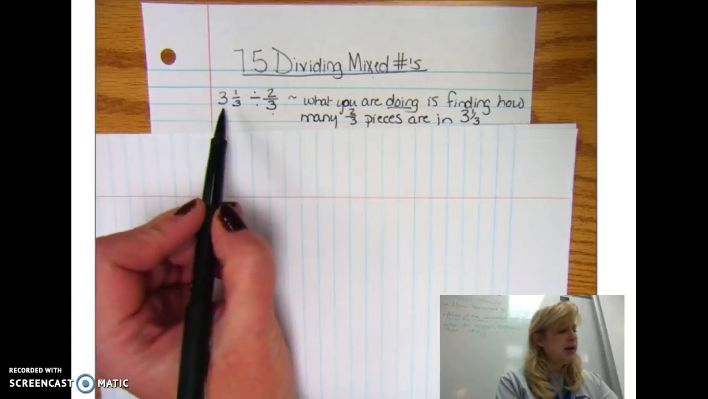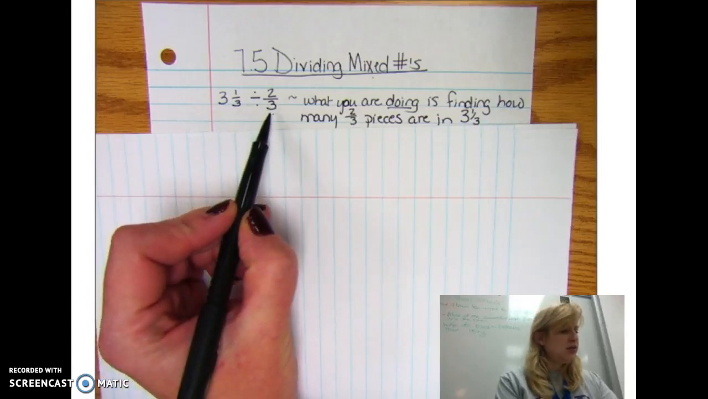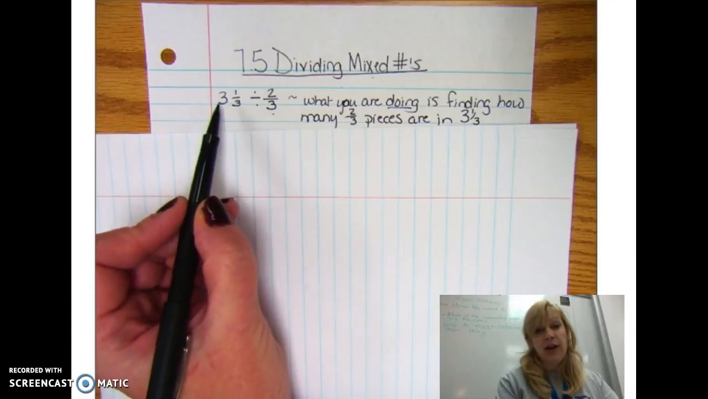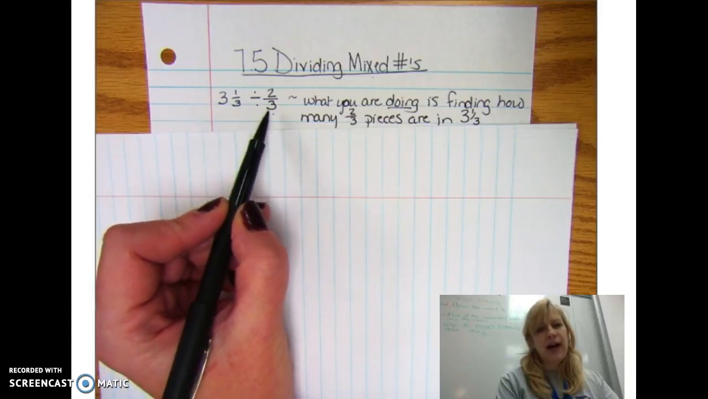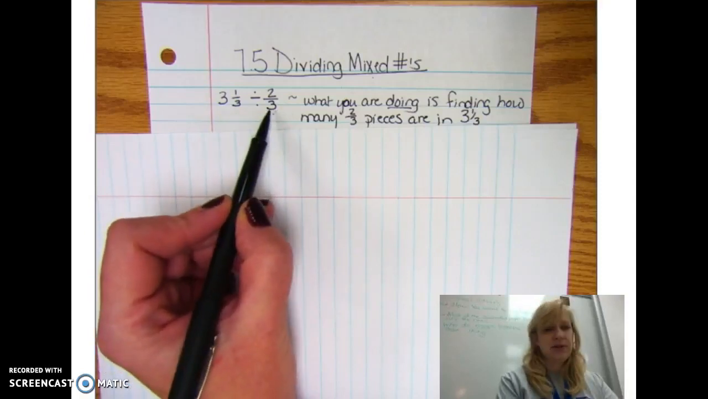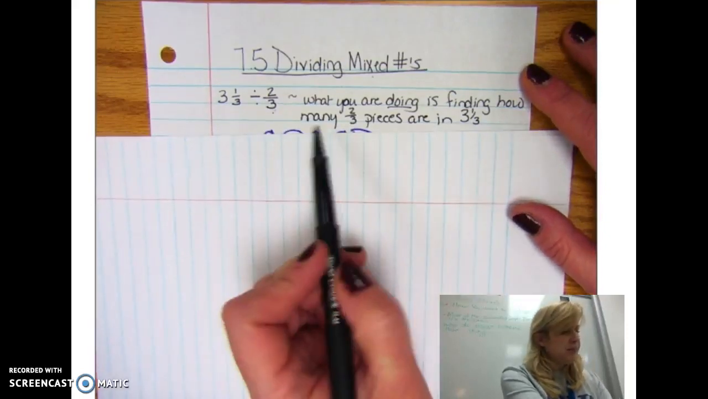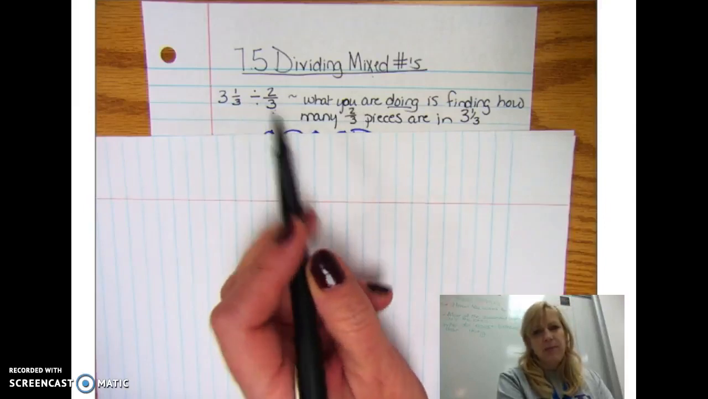So what I am looking at here is we have 3 1/3 divided into 2/3 pieces. That's like I have a Hershey's candy bar, 3 1/3 Hershey's candy bars, and I want to divide them into 2/3 sections. So how many sections will I have when I divide this into groups of 2/3? So what you are doing here is writing a sentence about what this means.